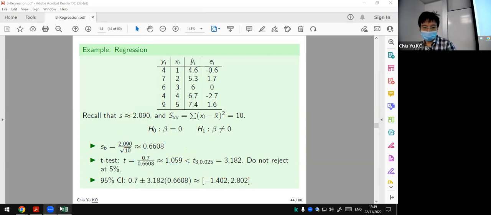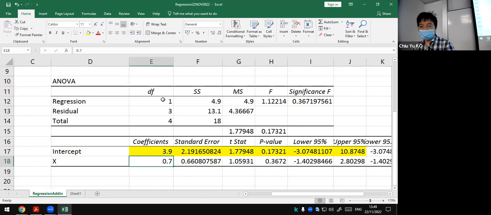So let's go to the Excel. 0.7, we know how to do it, the slope. And the standard error, we know how to do that as well. It's the standard error of the regression over the square root of the SXX. So we know how to calculate this too.